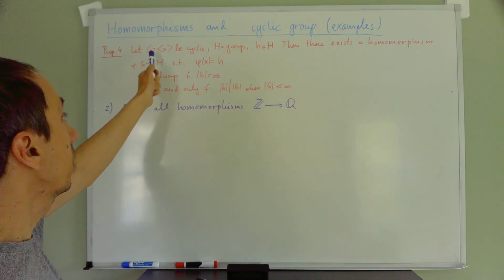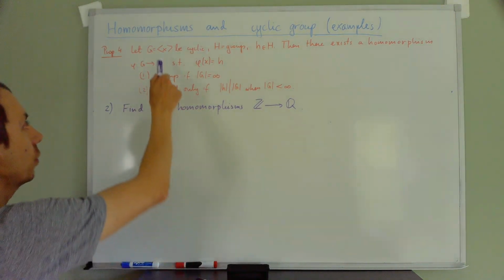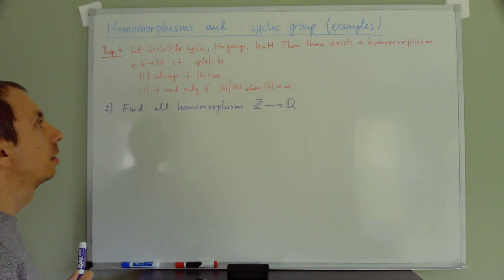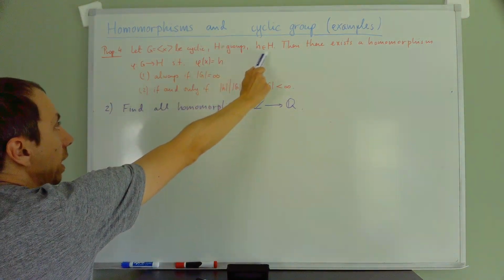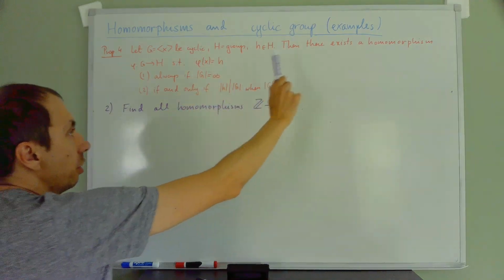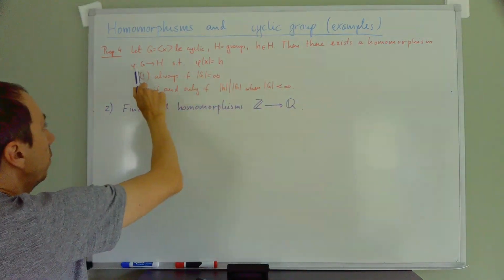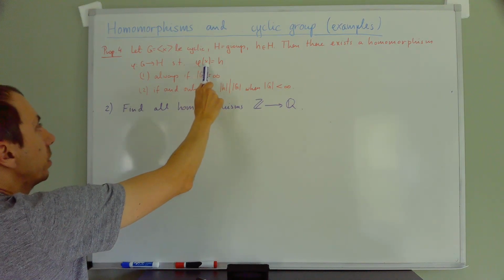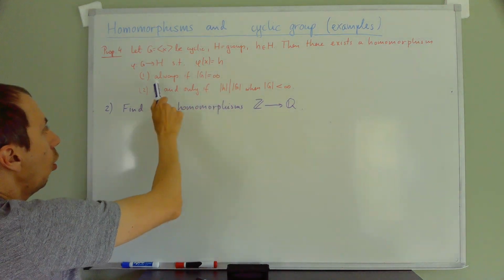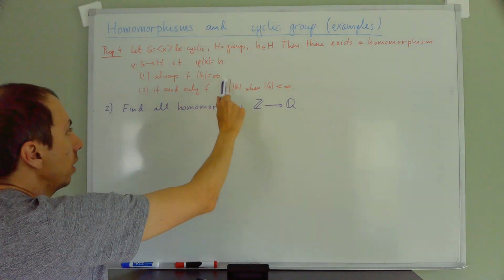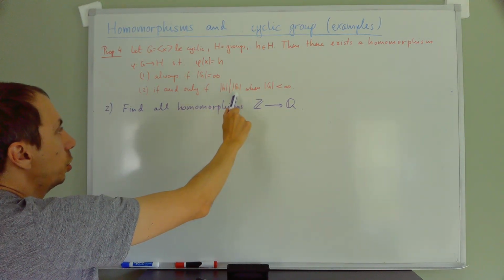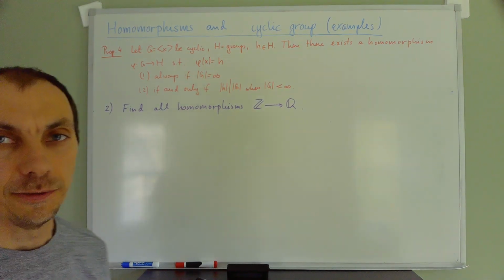Give yourself a group G which is cyclic, so little x will be its generator, H any group, and then pick any element in H. Then there exists a homomorphism phi from G to H which maps x to h always if G is infinite, and if and only if the order of little h divides the order of the group G when G is a finite group.